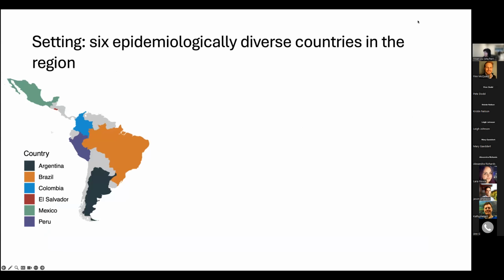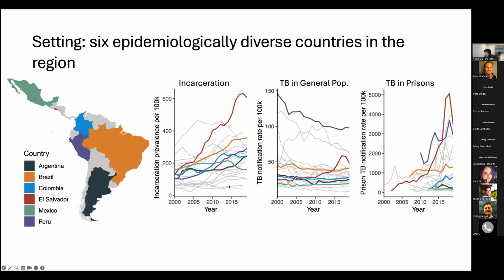So we chose to focus on 6 epidemiologically diverse countries in the region. We did our best to get geographic heterogeneity as well as epidemiologic heterogeneity. So in particular, we were looking for representativeness across the main dimensions of our analysis. The first being the prevalence of incarceration over time, as well as in present day, and the burden of TB in the general population, as well as in prisons specifically. And you can see that across the 6 countries that we included in this analysis, we have quite a good range for all 3 of these indicators.